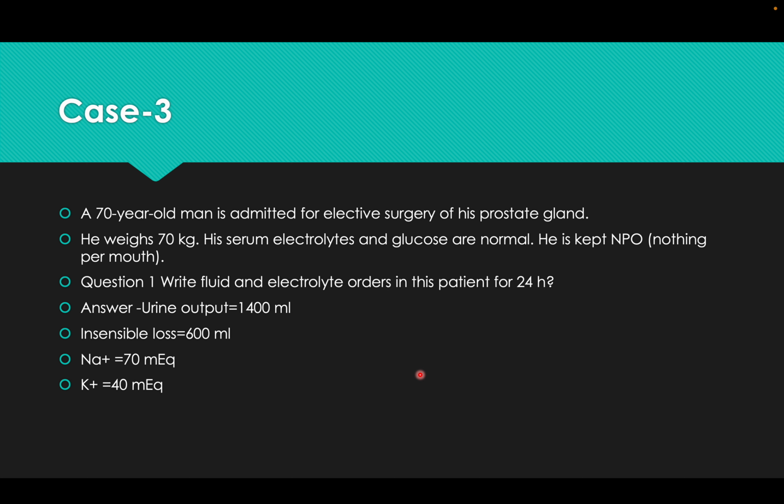He's put on nil per oral. So what do you advise in this patient? What is the fluid and electrolytes order in this patient? How much do you require in this patient? So let's say urine output is 1400 ml.